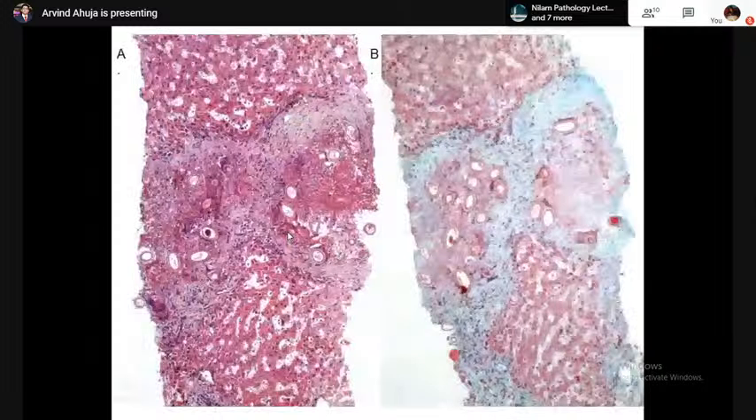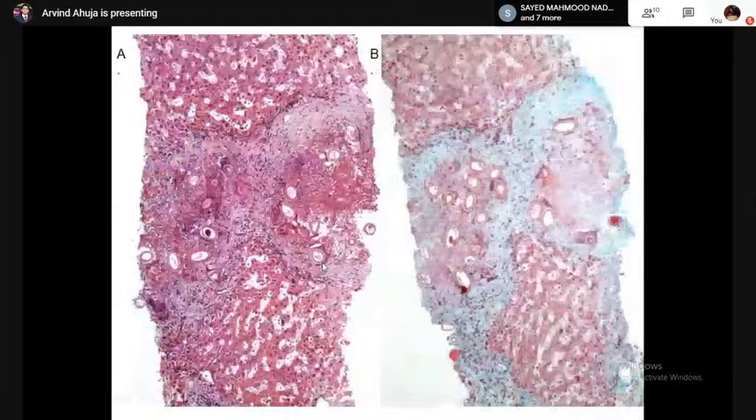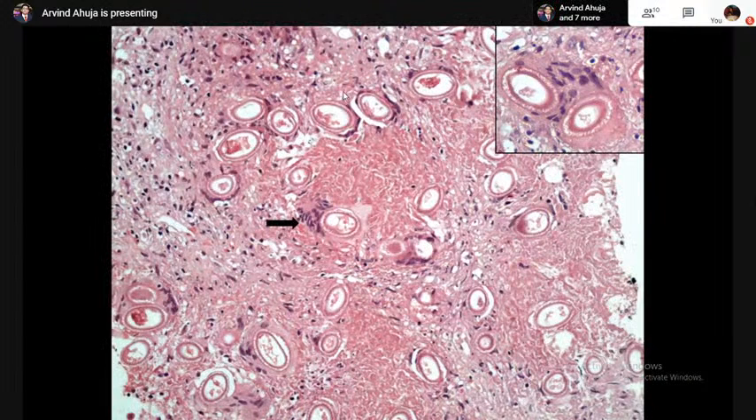So there was a suspicion of infectious diseases, especially parasites, and this is a liver biopsy. As we can see, there are lots of organisms here which are present with areas of necrosis and intervening fibrosis. These organisms are showing double layer wall with some sun ray like appearance, and there is central necrosis with foreign body giant cells also there.